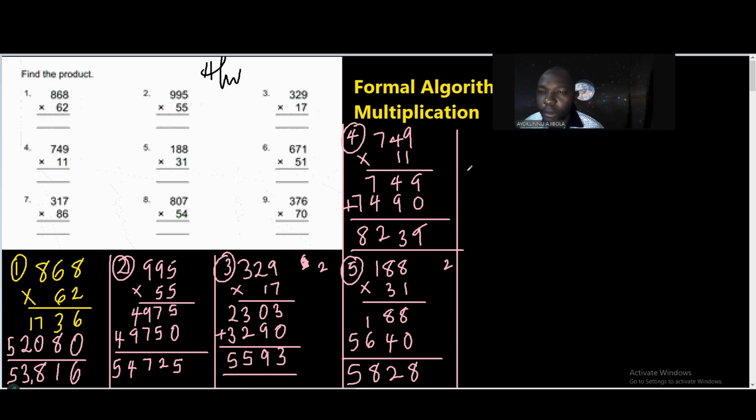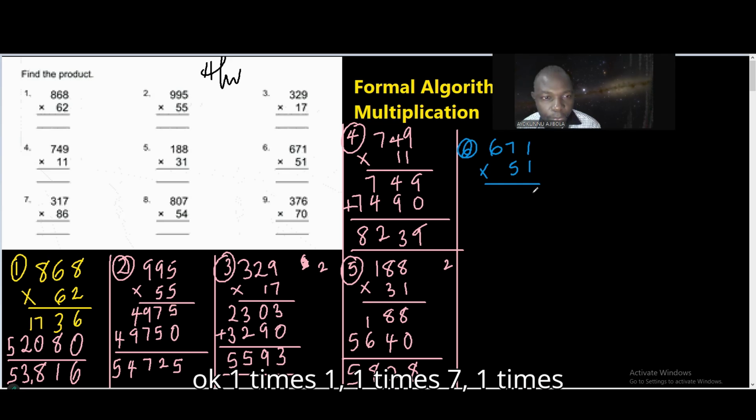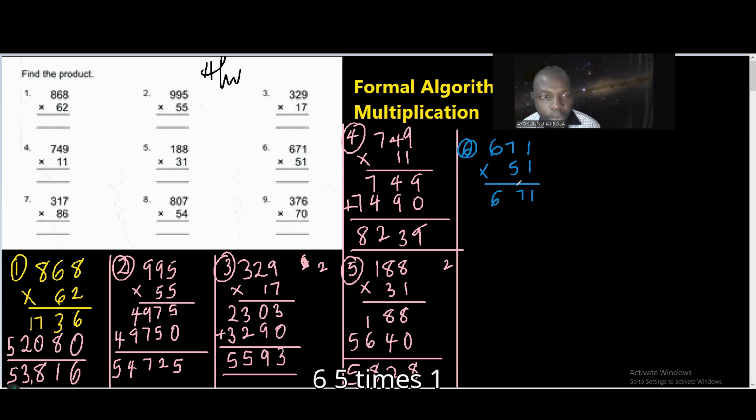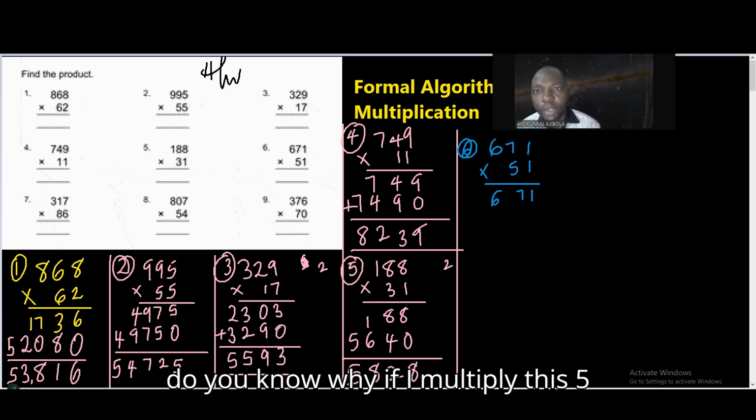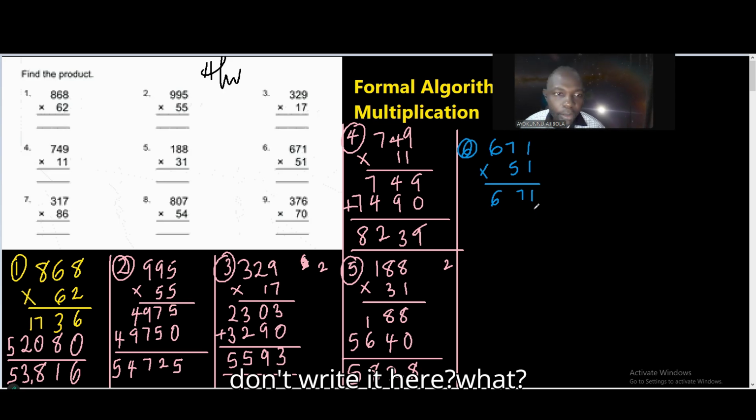Okay, number 6. That's better. So we have 671 times 51. I'm gonna ask you a question. Okay, 1 times 1, 1 times 7, 1 times 6, 5 times 1. Do you know why, if I multiply this 5 and 1, I don't write it here?